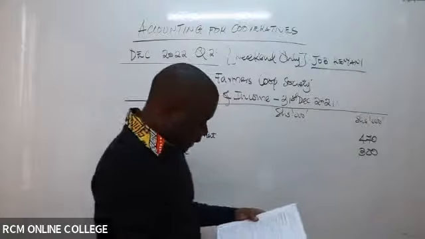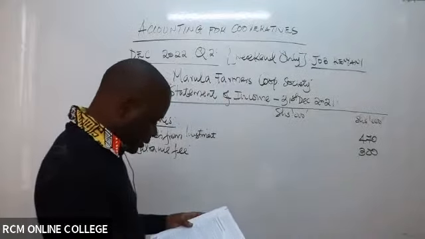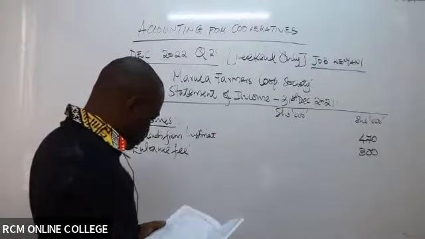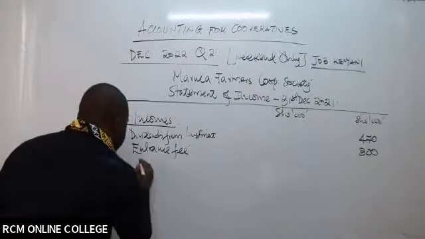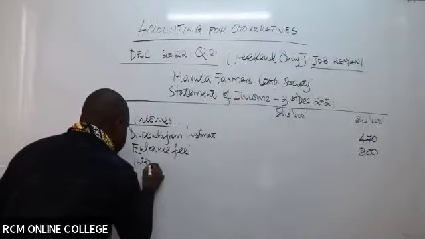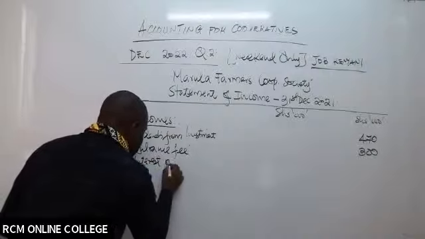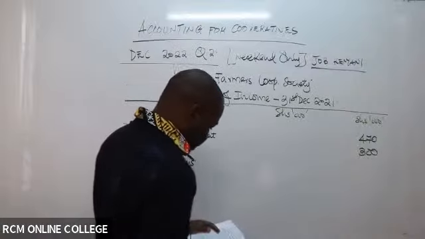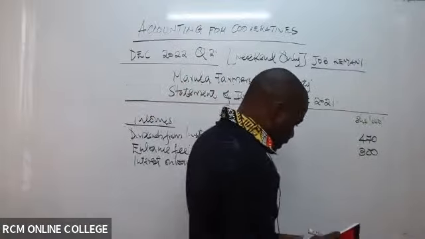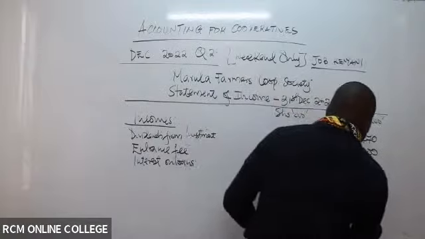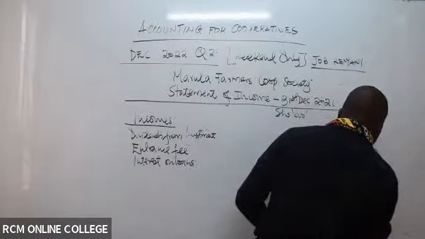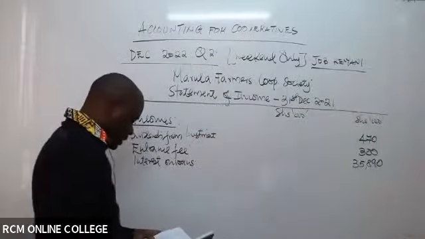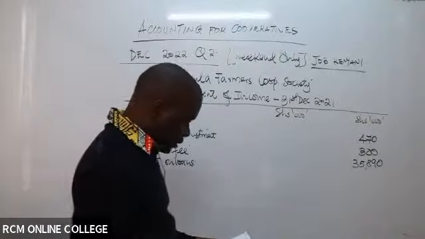Another item, interest on loans to members. The next item you can see is interest on loans to members. I think you can see it, is it 35,890? You can see 35,890. Then another item I think you can see.